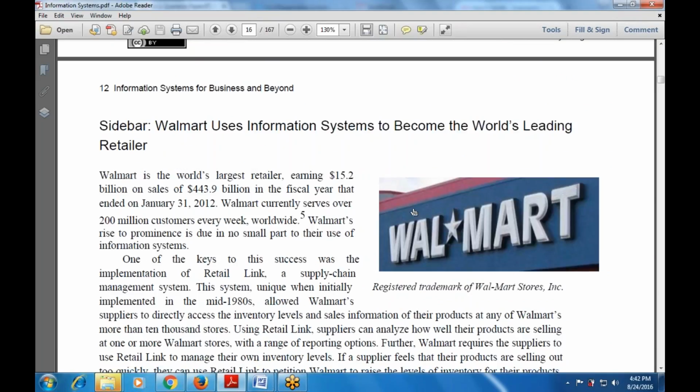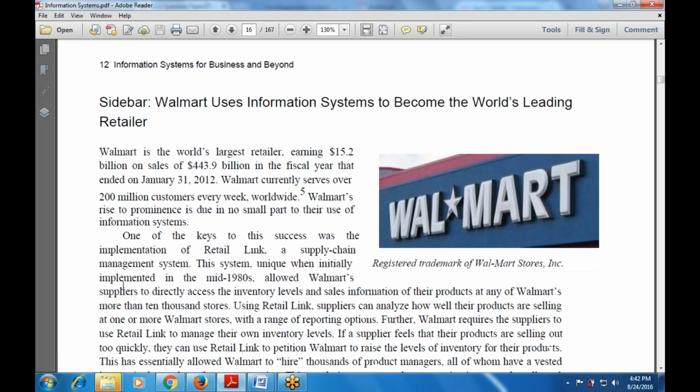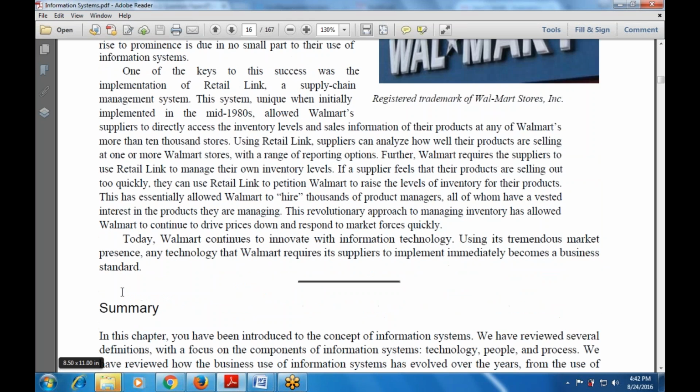This is one example: Walmart used information systems to become the world-leading retailer. This is one of the world's leading retailers. This is the trademark of the Walmart stores, which also use information systems. This shows that Walmart continues to innovate. Today, Walmart continues to innovate with information technology, and with its tremendous market presence, any technology that Walmart requires its suppliers to implement immediately becomes a business standard.